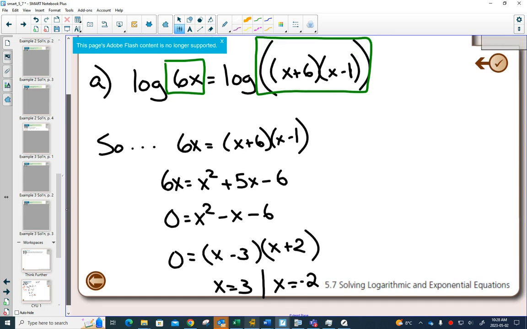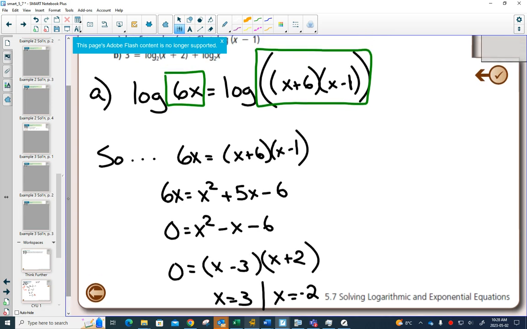Again, you always have to go back to your original equation and plug these numbers in to see if they work. If I plug in 3, 18, positive number, okay. Plug in 3 here, 9, that's okay. Plug in 3 here, 2. 3 works. Plug in negative 2, I get negative 12 right away. I just have to find one place where you have a negative inside a log to cancel something out.